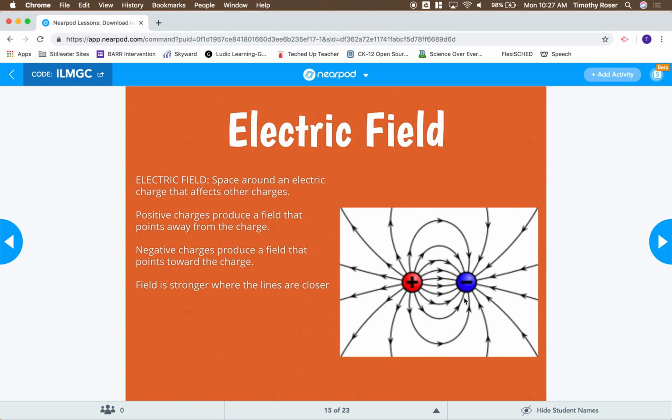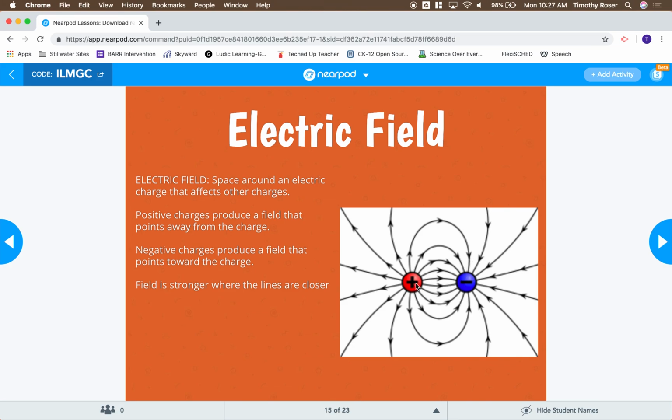And this is going to be how we diagram this. This is one positive charge and one negative charge next to each other. Positive charges produce a field that points away from the charge. So you see these arrows from the positive charge are pointing away, and the negative charge produces a field where the arrows are pointing towards it.